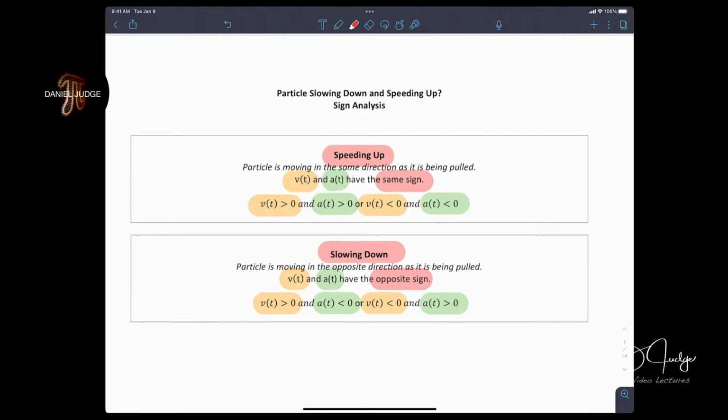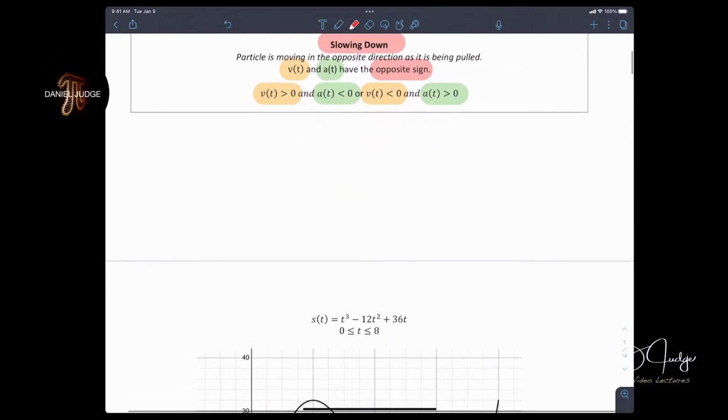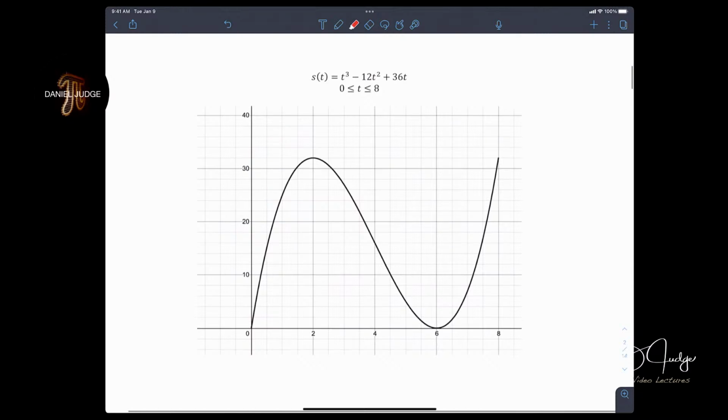We talked about this already, and I'm going to go through an example of using sign analysis, and actually just looking at the curve, both the velocity and acceleration curves. We can deduce the same kinds of things, but I think sign analysis is a good place to start with this. So here's the position function: s of t is t cubed minus 12t squared plus 36t. The interval they're giving us is to only consider time between 0 and 8 seconds.